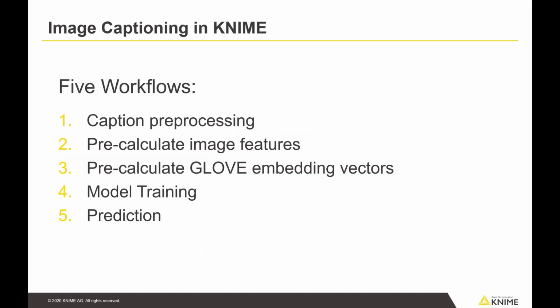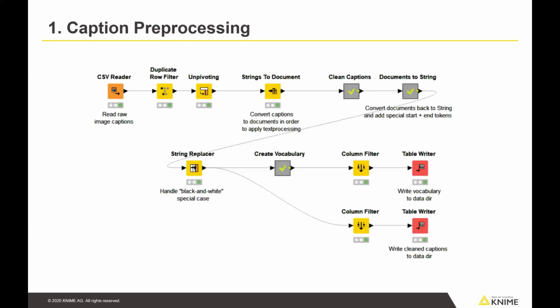Then in KNIME, this example is structured in 5 workflows. The first 3 workflows are just some pre-processing we have to do. In the first workflow, we make the captions a little bit simpler by doing caption pre-processing. In the second workflow, we calculate these image features, which I mentioned. In the third workflow, we do the same thing for the text, so we pre-calculate these GloVe features. In the fourth workflow, we actually train the model. And in the fifth workflow, we have a dedicated prediction workflow which creates the captions for new unseen images in our testing dataset.